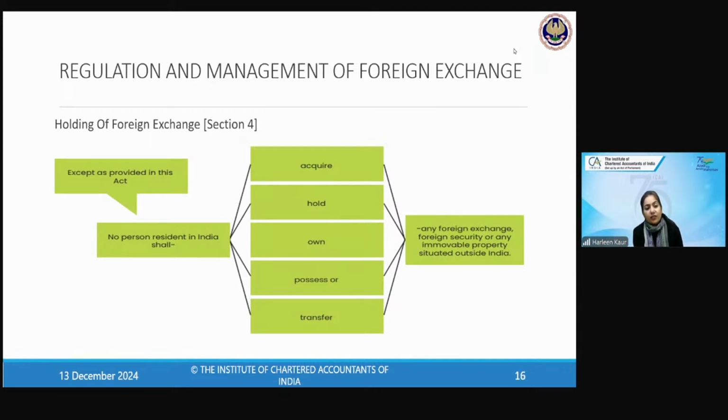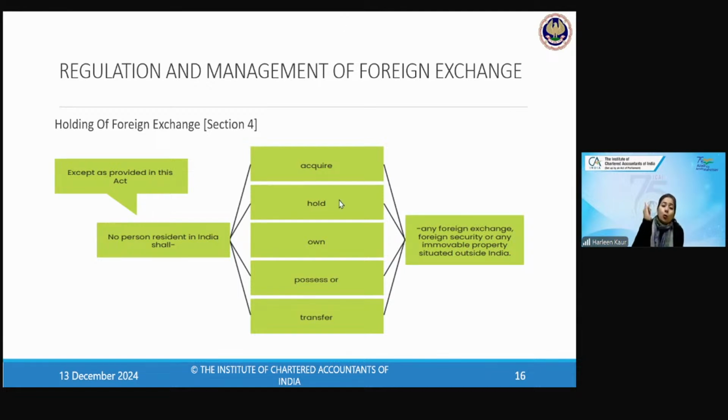So holding of foreign exchange: section 4 says, except as provided in the Act, no person resident in India can acquire, hold, own, possess, or transfer any foreign asset or any foreign security outside India, or any immovable property outside India. So how can you do it? You can only acquire and hold property outside India as per the provisions of this Act. You cannot do it without the provisions of this Act. So section 4 simply tells you that it is not possible to hold foreign exchange outside India very easily.